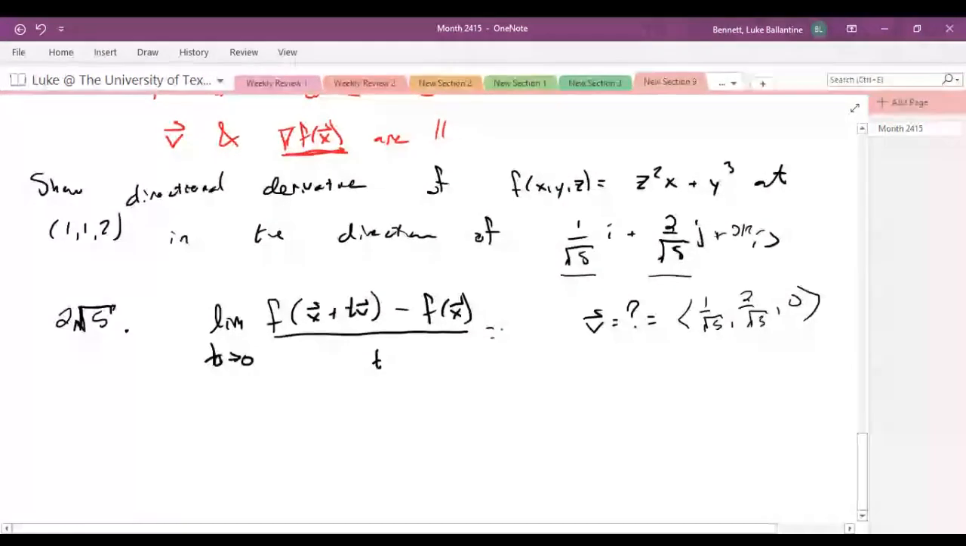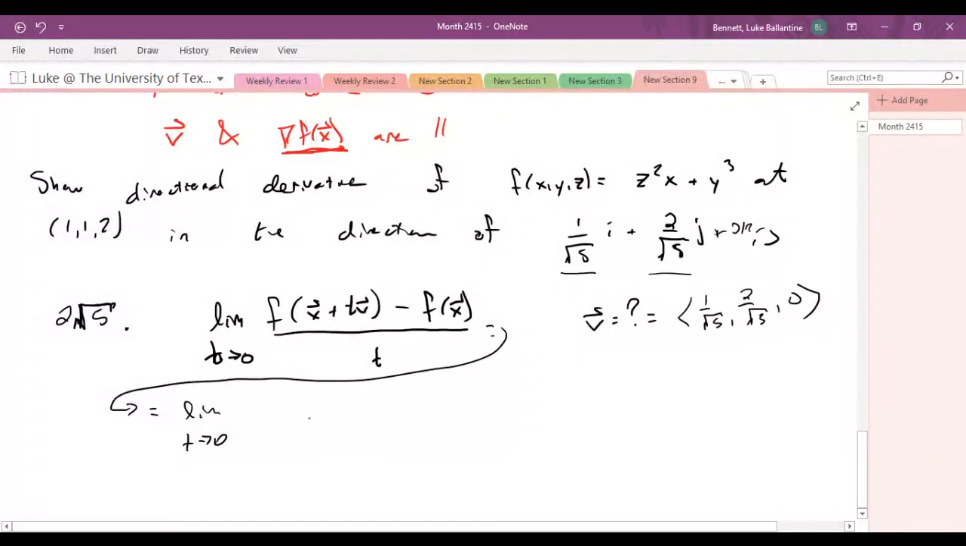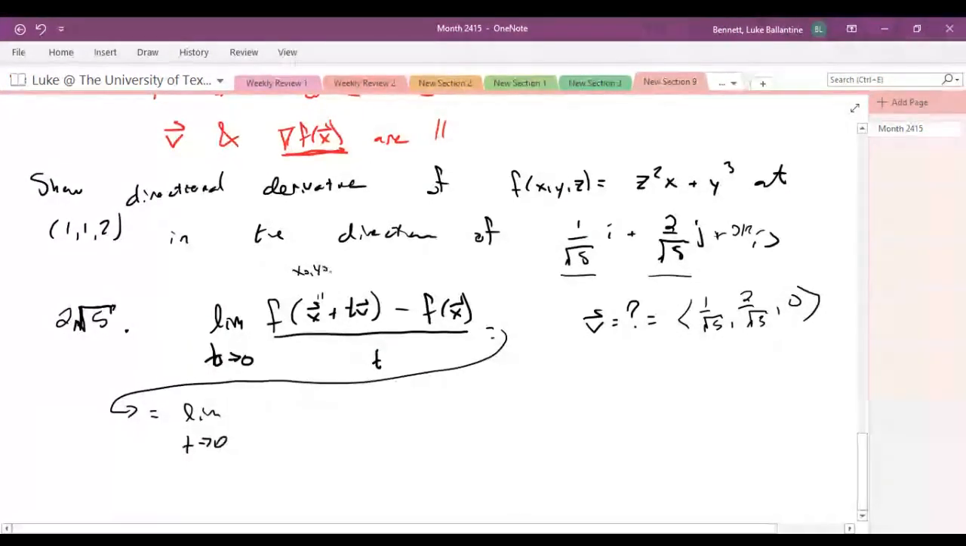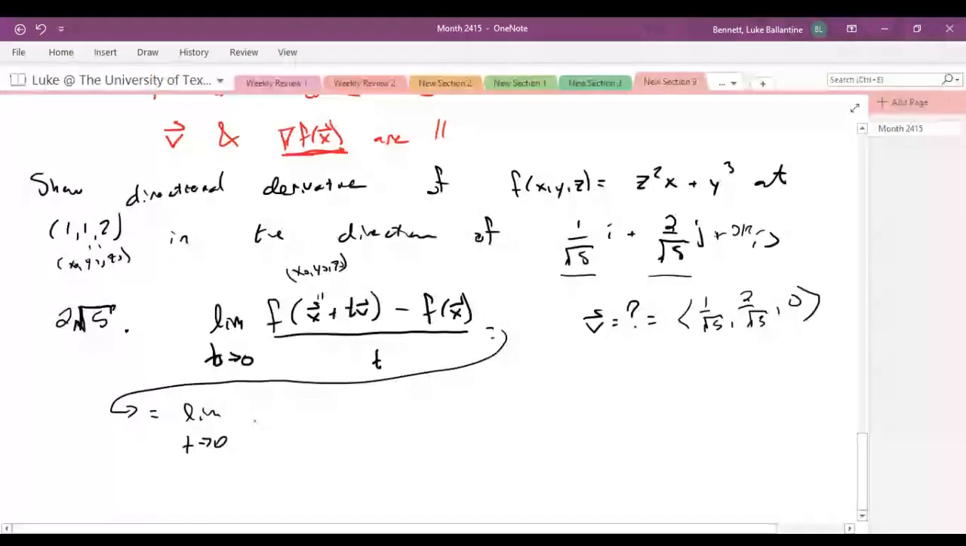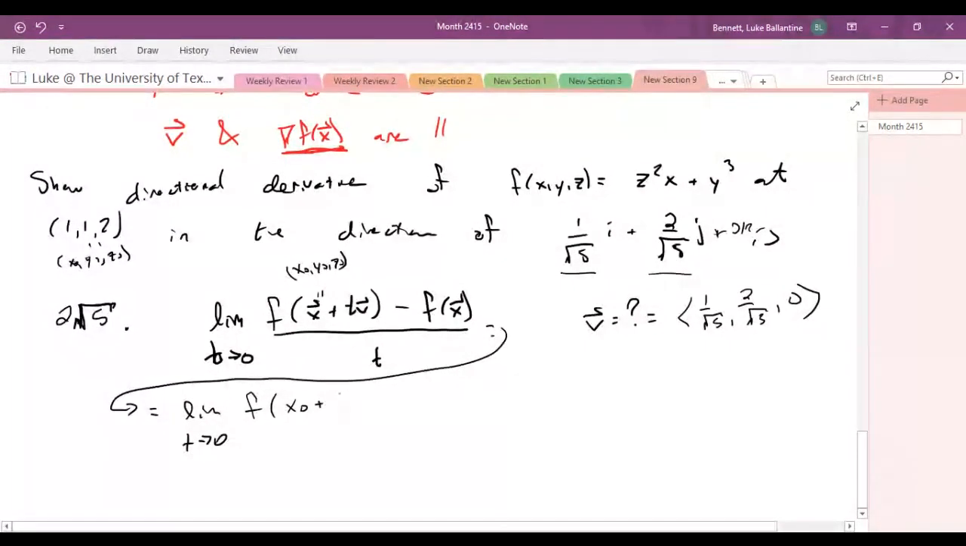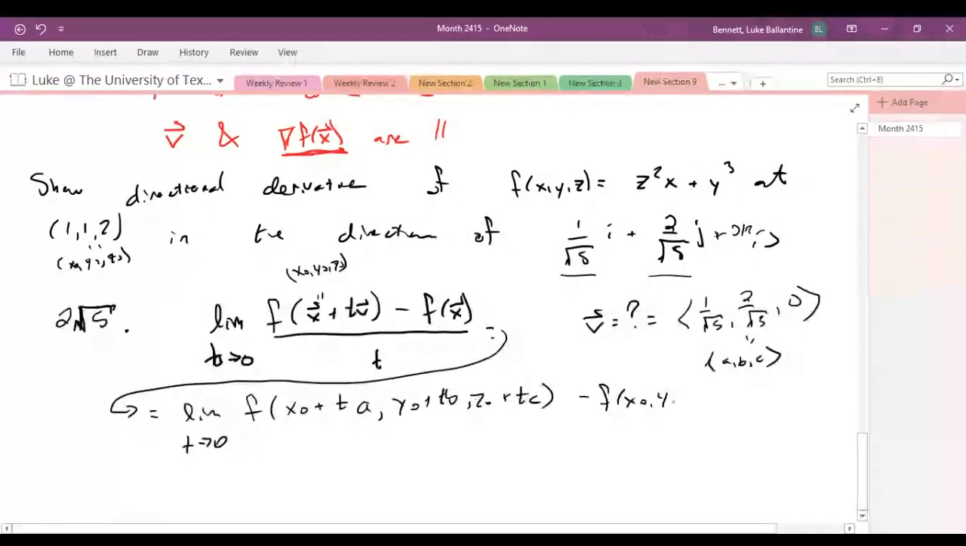So this is going to be the limit as t approaches 0. If you expand this, the vector x is really x naught, y naught, z naught. So this is the limit as t approaches 0 of f of x naught plus ta, y naught plus tb, z naught plus tc, minus f of x naught, y naught, z naught, over t.